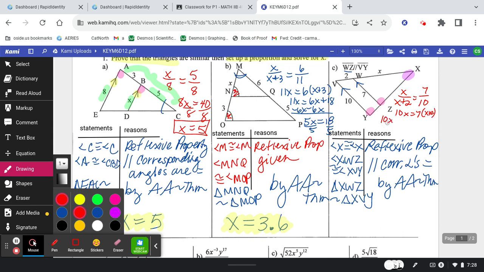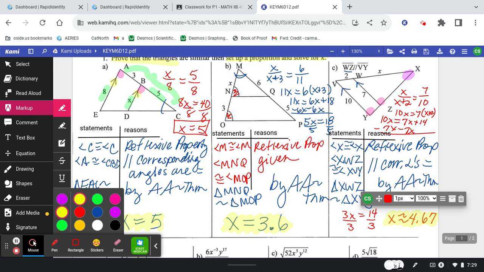I'm going to get 10x equals 7x plus 14, minus 7x from both sides. I get 3x equals 14. Divide by 3. Grabbing the calculator. 14 divided by 3 is approximately 4.67, or if you did the repeat bar, you'd say x equals 4.6 repeating. Either of those work.